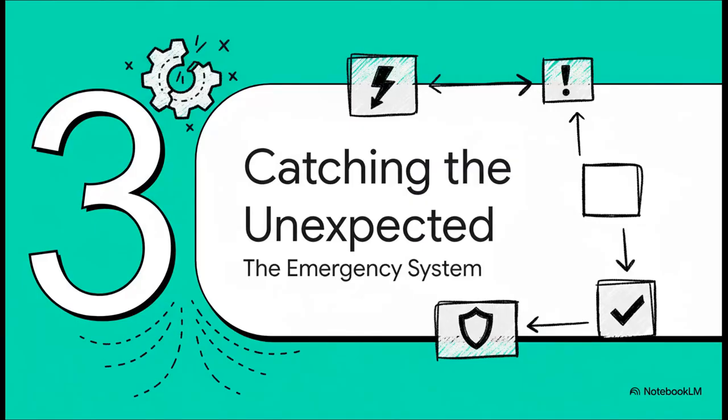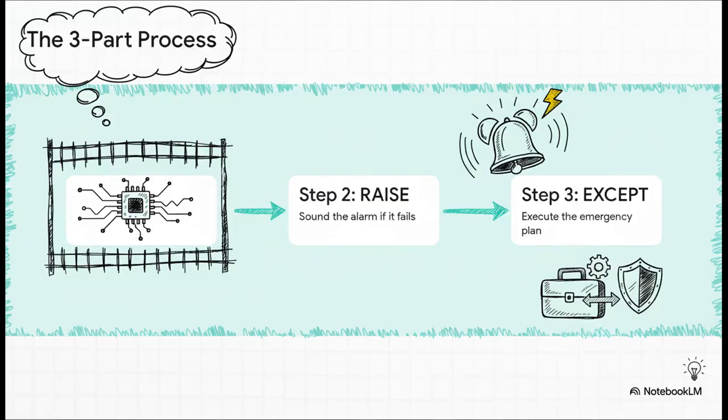Okay, so we have this emergency response system. How does it actually work? Let's break it down. It's a really neat three-step process. First, you take the code that might be a little risky and you wrap it in what's called a try block. That's step 1, the monitored zone. Now, if something goes wrong inside that zone, the system immediately pulls the fire alarm. That's step 2, it raises an exception. And once that alarm goes off, it triggers step 3, the emergency plan, which is all the code you've written in an except block to handle that specific alarm.